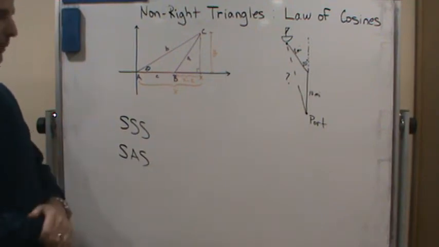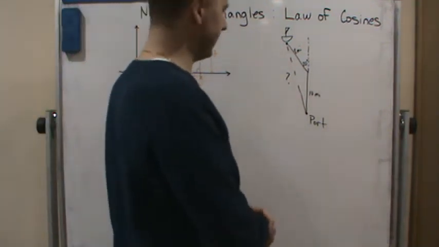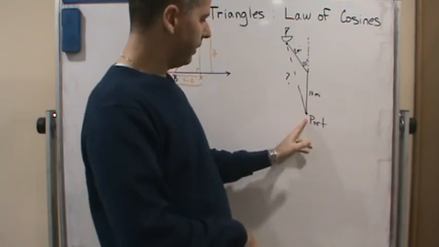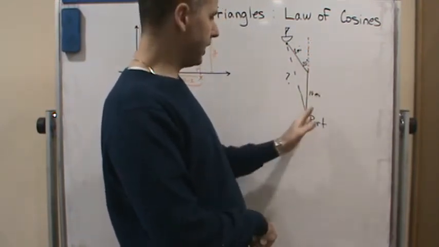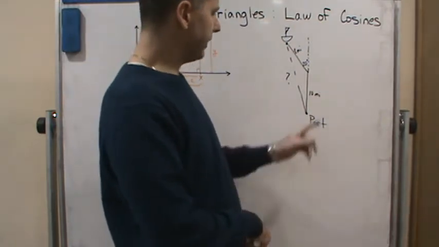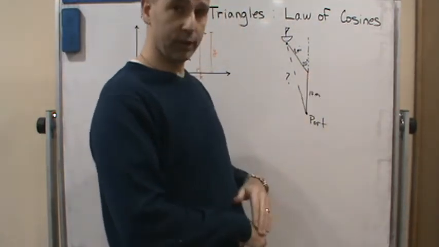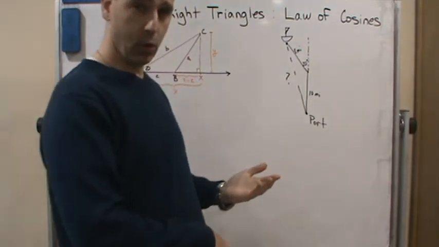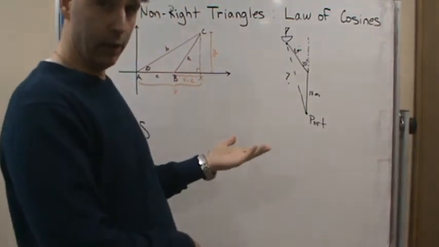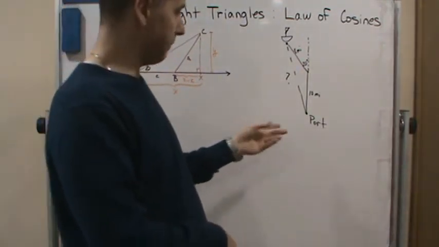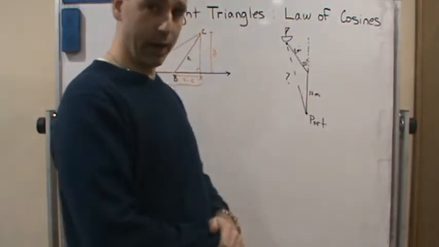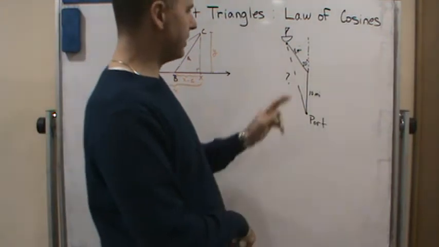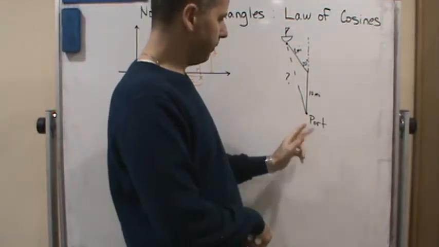Now, what is an application of this? Well, let's take this as an example. Let's say we have a ship that left port and went due north for 10 miles. And at the 10-mile mark, it turned left, northwest, let's say by 20 degrees, and headed another 8 miles in that direction. And the question is how far is the ship from the port?